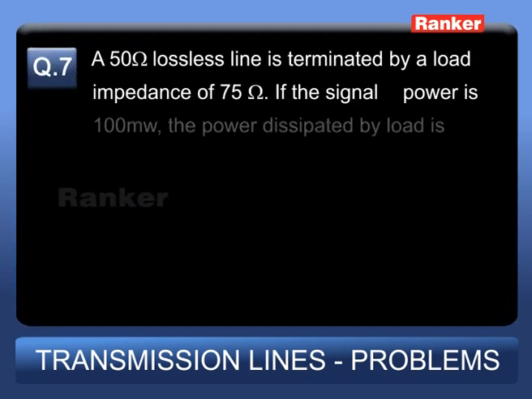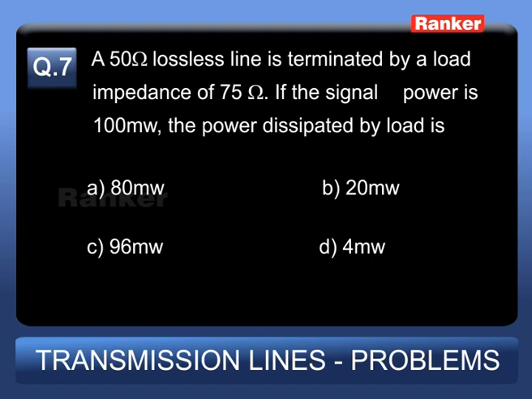Problem 7. A 50 ohm lossless line is terminated by a load impedance of 75 ohms. If the signal power is 100 watt, the power dissipated by the load is. Option A 80 milliwatt, B 20 milliwatt, C 96 milliwatt, and D 4 milliwatt.